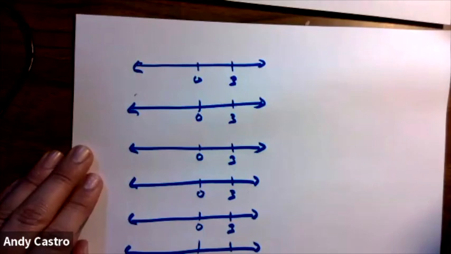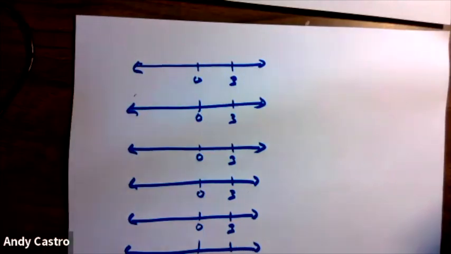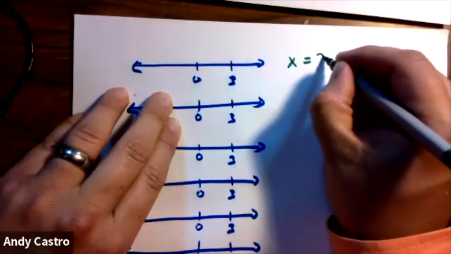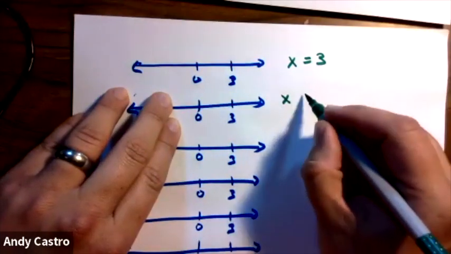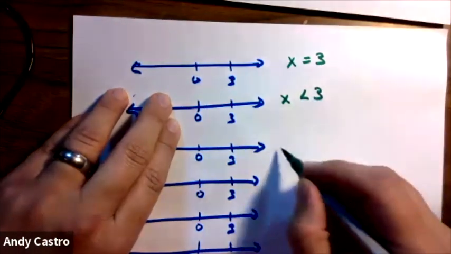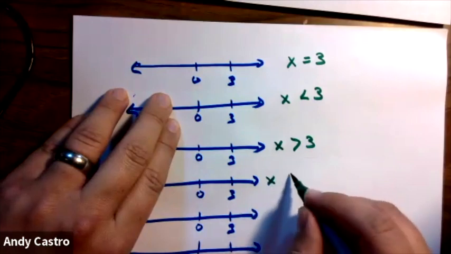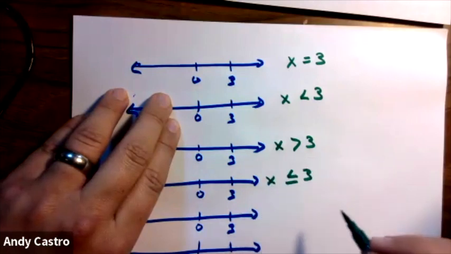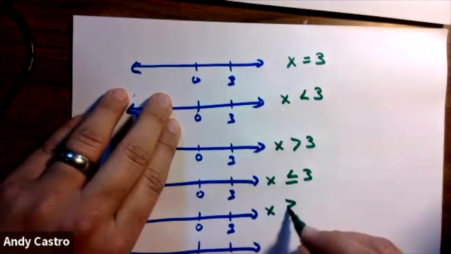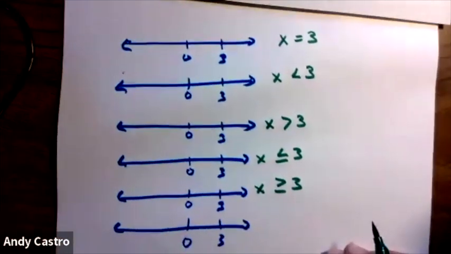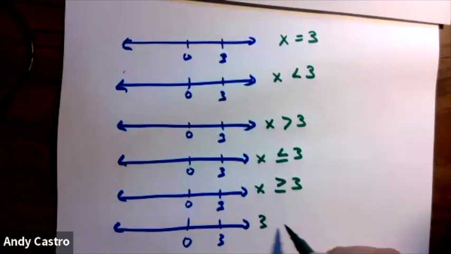There are 3. And so the same thing with x is equal to 3, x is less than 3, x is greater than 3, x is less than or equal to 3, x is greater than or equal to 3. And then one more for good measure: 3 is greater than x. All right.